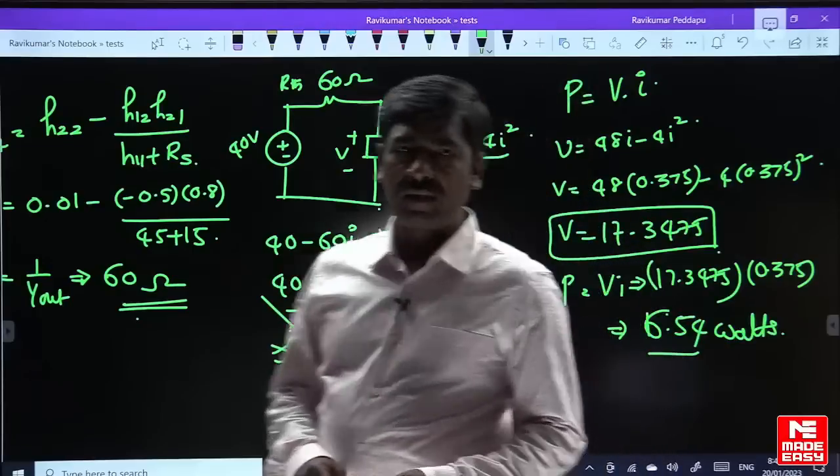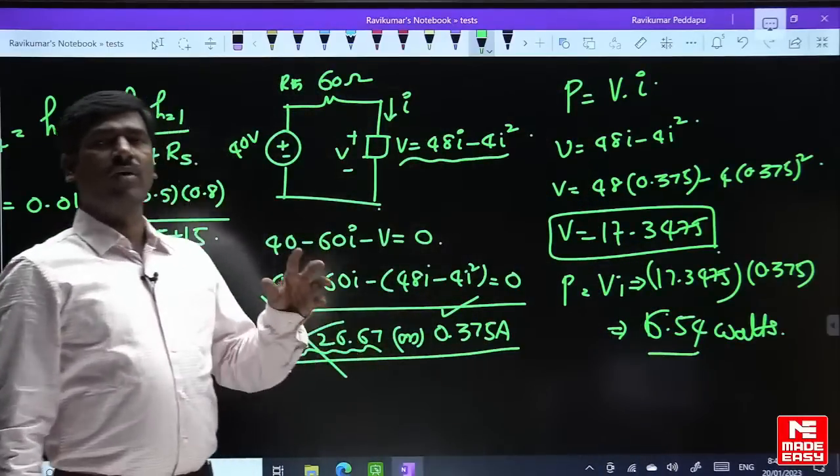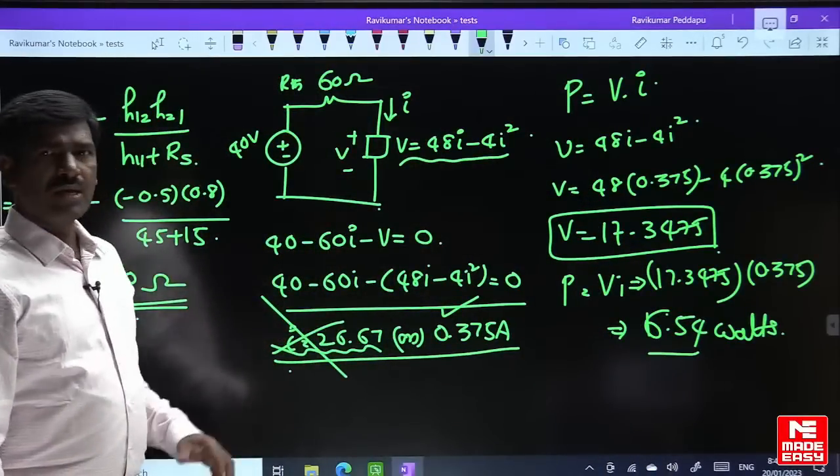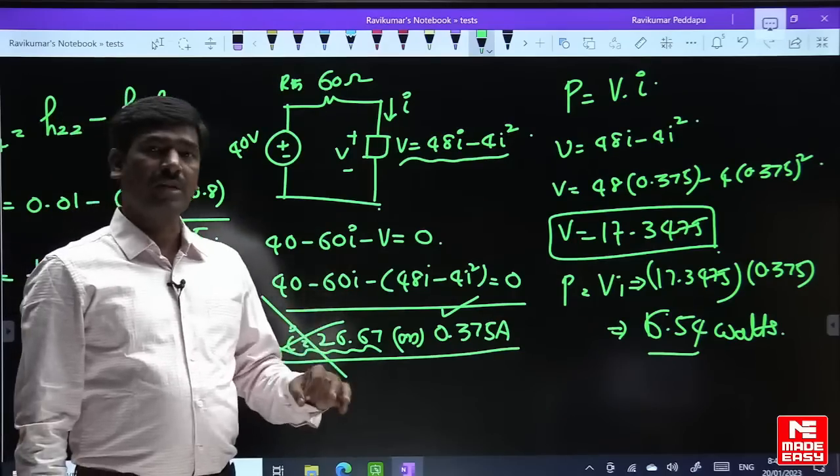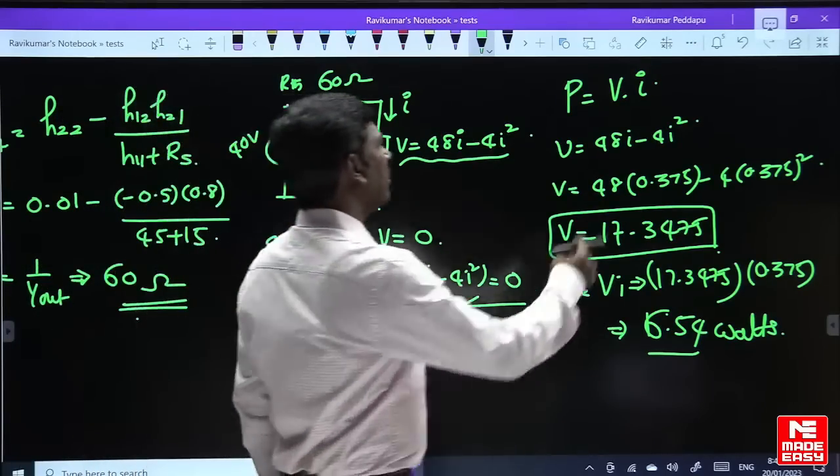Y out formula, Z in, Y in, Y out formula is very easy. For Z parameters, Y parameters, H parameters, we can write them directly. Z in, Y in.